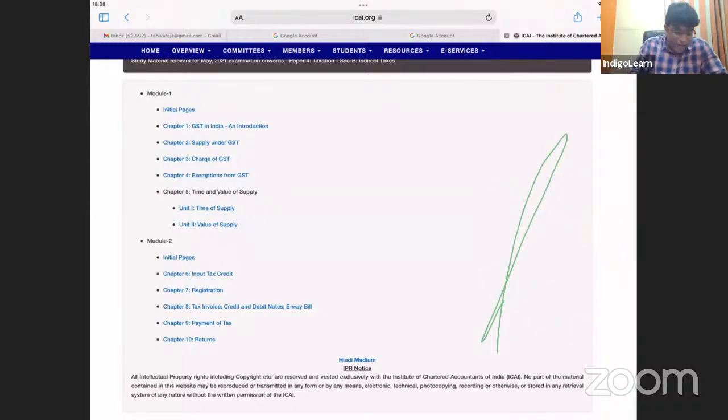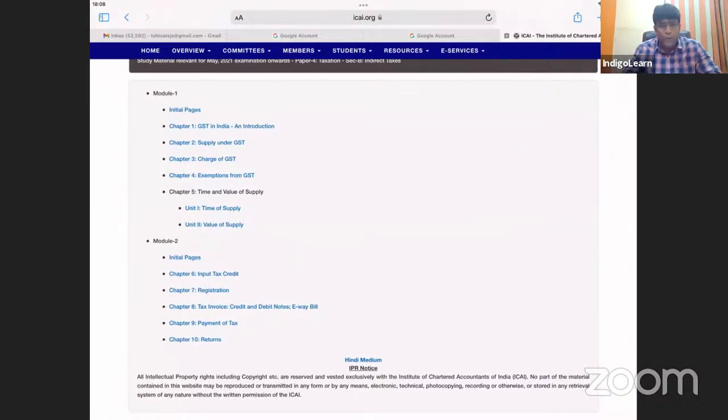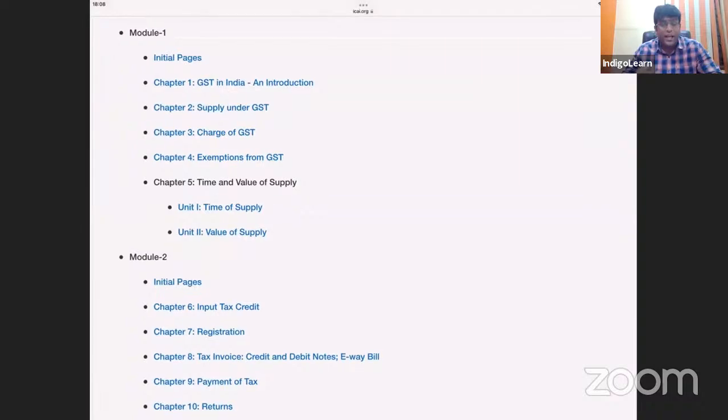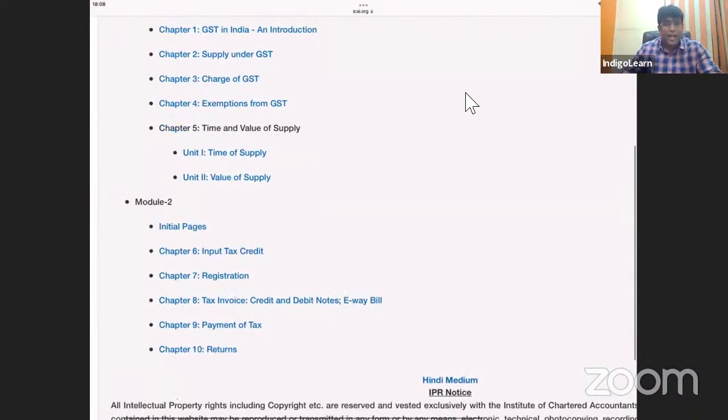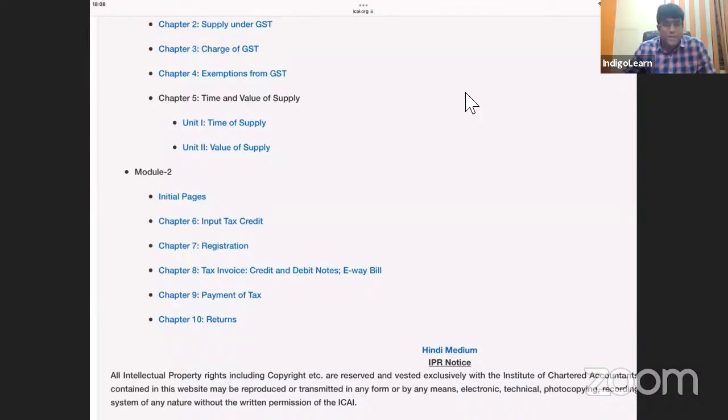So friends, we have two modules, module 1 and module 2. In module 1, we have topics like GST introduction, supply under GST, charge of GST, exemptions, and then an interesting topic like value of supply and time of supply. Then in module 2, we have topics like input tax credit, registration, tax invoice, payment of tax and returns. So in today's session, we'll spend some good time on the module 1 topics, and in tomorrow's session we'll talk about the module 2 topics. Yeah, let's start.